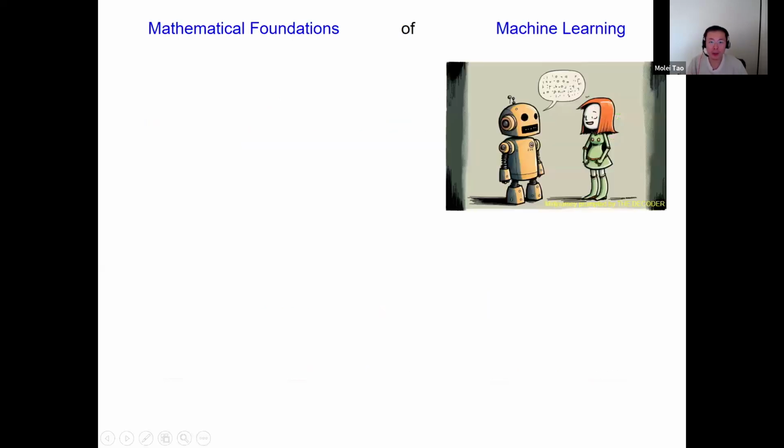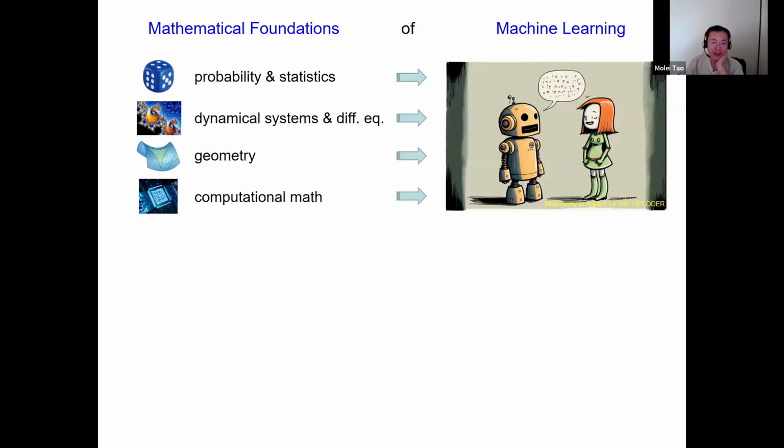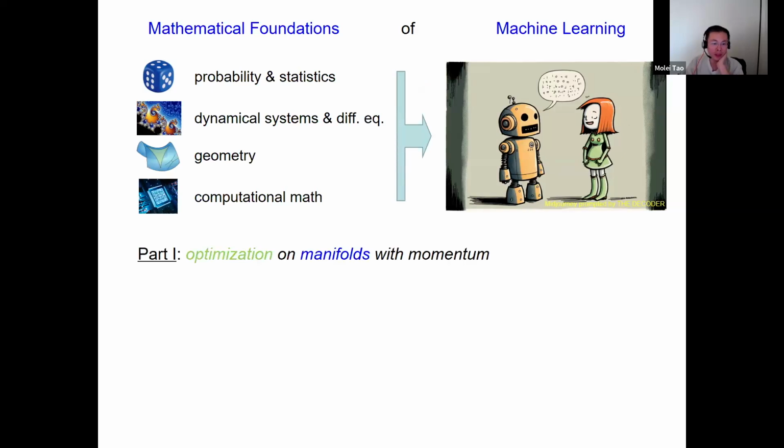I am a person who works on the mathematical foundations of machine learning. And when it comes to that, people usually think about probability and statistics as a founding pillar. But I'd rather say that there are other areas of mathematics that are also very useful. For example, dynamical systems, differential equations, geometry, and computational math. Moreover, it really should be a synergy of all those mathematical tools that interact with machine learning in a feedback loop that can enable interesting applications. So this talk will try to provide some examples.